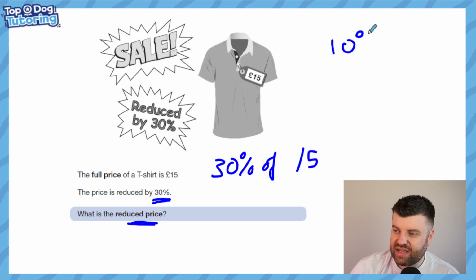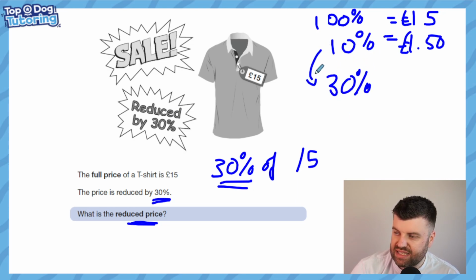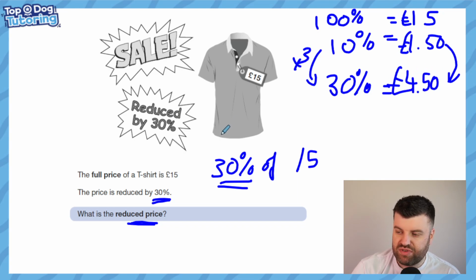30% of 15. First thing to do, work out 10%. Working out 10% of a number is easy because we just divide it by 10. If 100% of the shirt costs £15, then 10%, divide that by 10, we're going to get £1.50. So 10% is £1.50. This is a 30% reduction, so to get 30%, we multiply 10% by 3. Do the same to the amount down here. £1.50 times 3 is £4.50. So now we know it's reduced by £4.50.